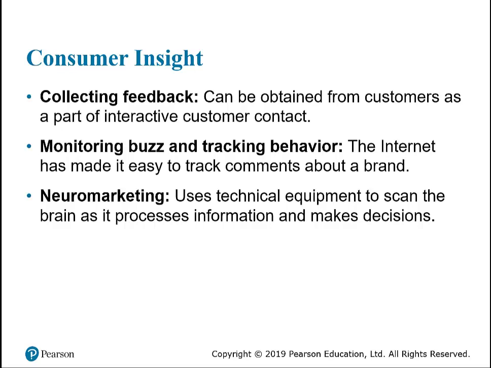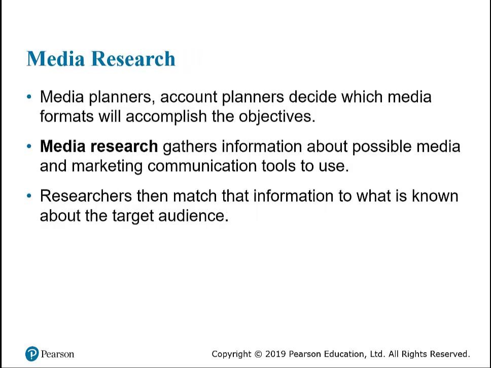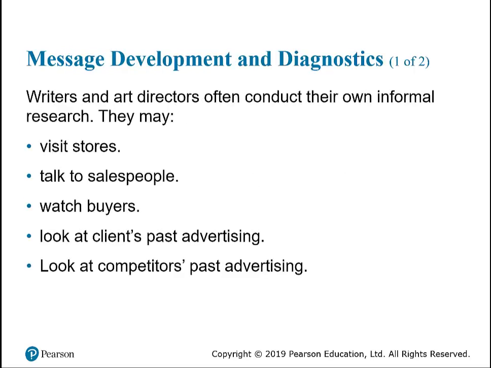Neuromarketing uses technical equipment to scan the brain as it processes information and makes decisions. Media research: media planners, account planners, and others decide which media formats will accomplish the objectives. Media research gathers information about possible media and marketing communication tools to use. Researchers then match that information to what's known about the target audience.